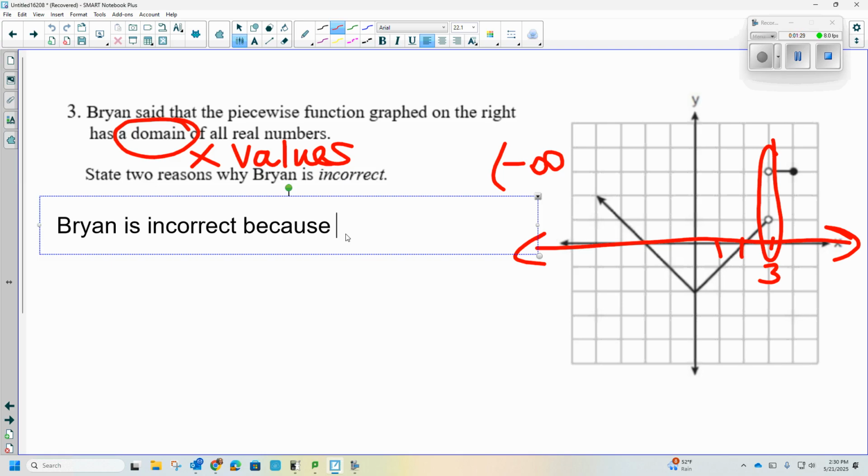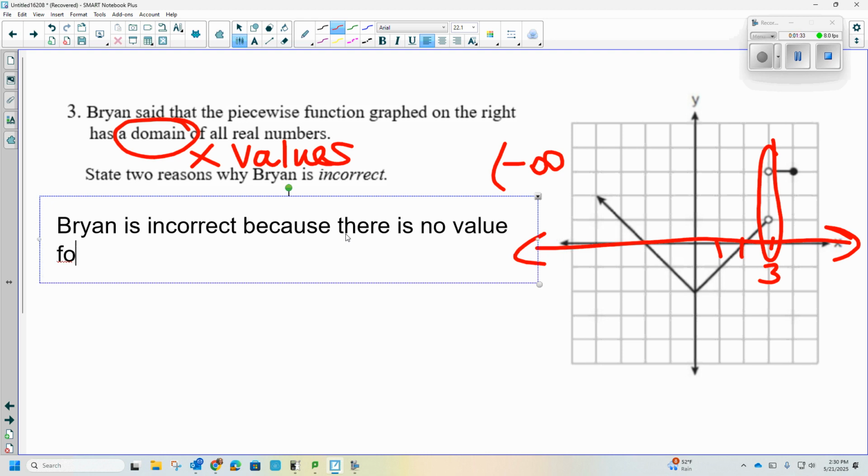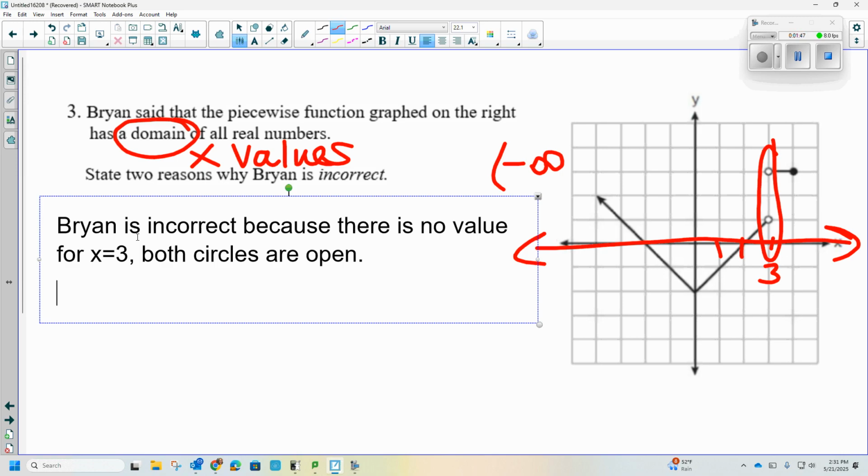So because there is no value for x equals 3, both circles are open. Okay, I'm just typing to make it go a little bit faster, but feel free to pause the video here if you're writing that down.